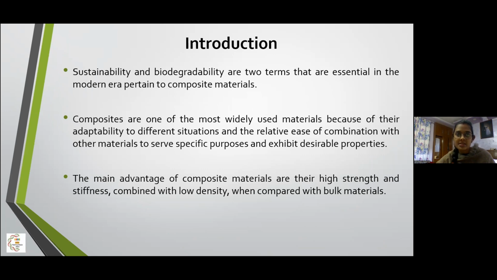Introduction. In today's era, sustainability and biodegradability are two important factors that are essential in many engineering areas pertaining to composite materials. A composite is basically a combination of two materials that combine together to produce a material with better properties and can be used in a very wide application such as automobiles, aircraft, and building components. These materials serve specific purposes and exhibit desirable properties. The main advantage of composite materials is their high specific strength and stiffness to low density ratio when compared to the bulk material.